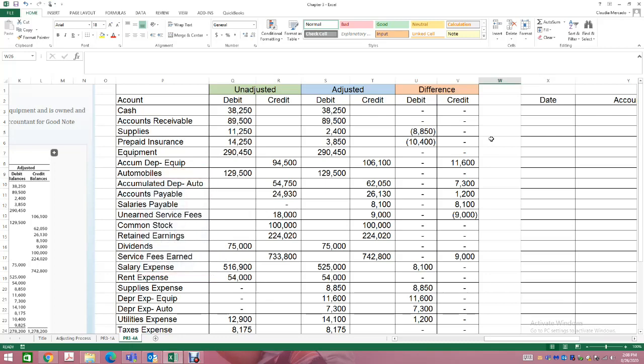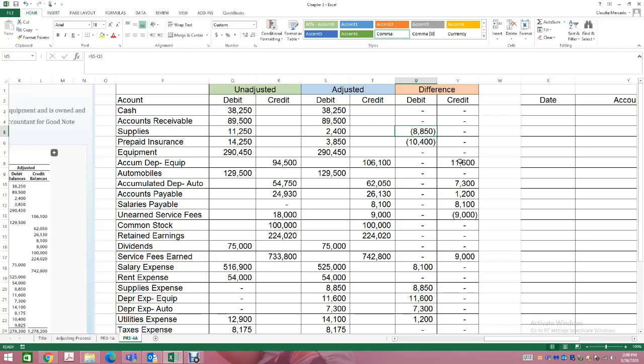Okay. So all I did was get the difference between my adjusted and my unadjusted. And if we didn't have a difference, then just leave it blank. Okay. So now here, I have an entry to supplies, or a difference of $8,850. So what happened to your supplies? Well, your supplies decreased. Okay. You went from having $11,250 to having $2,400. So your supplies significantly decreased.